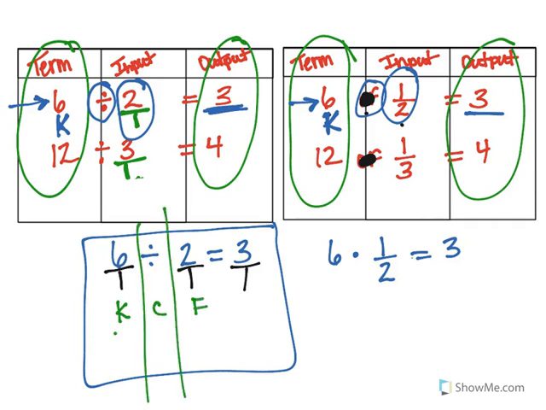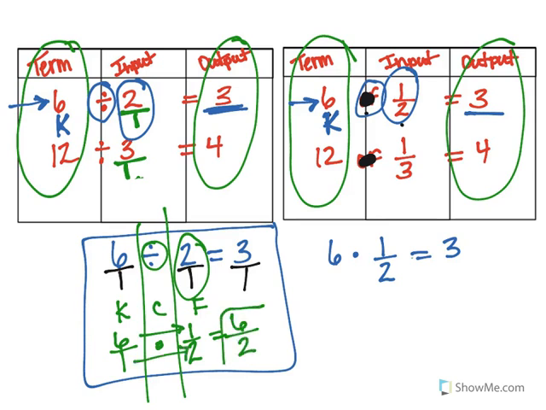All right, let's keep the first number, 6 over 1. Change from division to multiplication. Flip from 2 over 1, which is the reciprocal, to 1/2. And now let's multiply. What's 6 times 1? 6. What's 1 times 2? 2. All right? Great job.